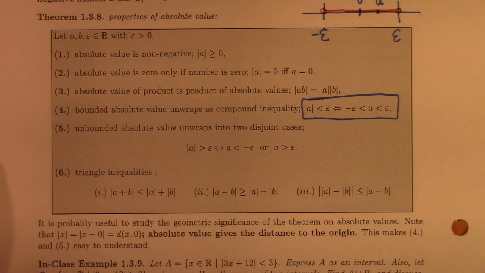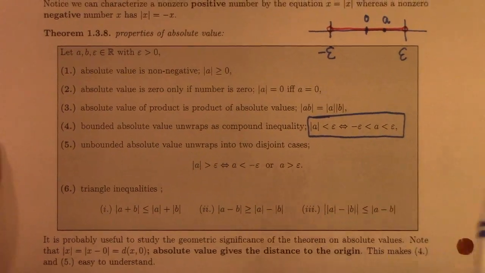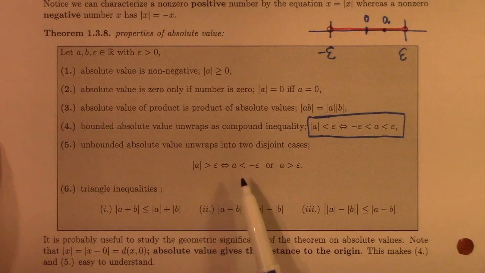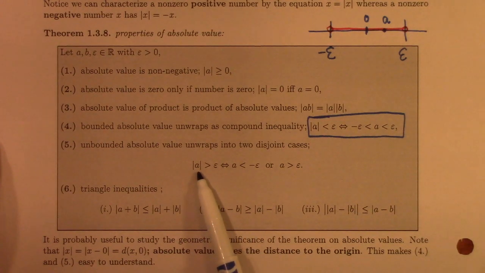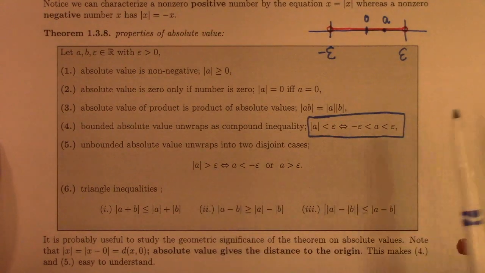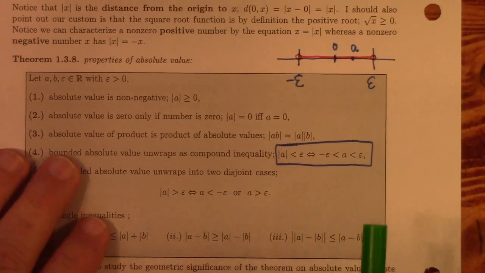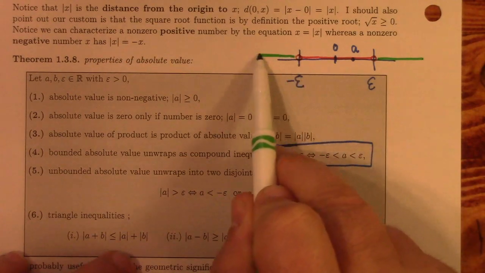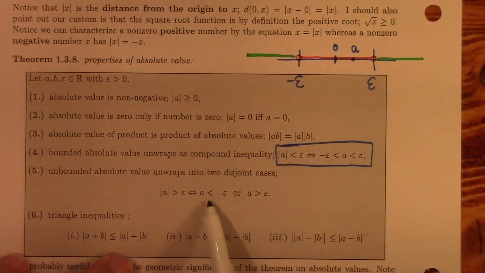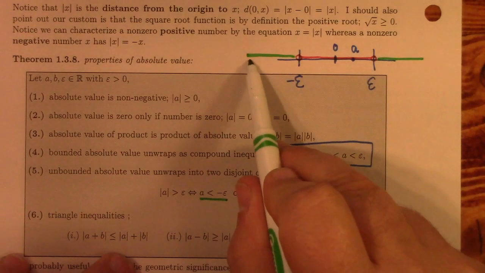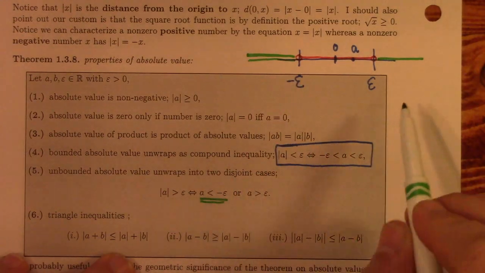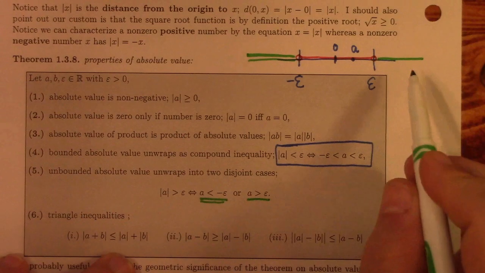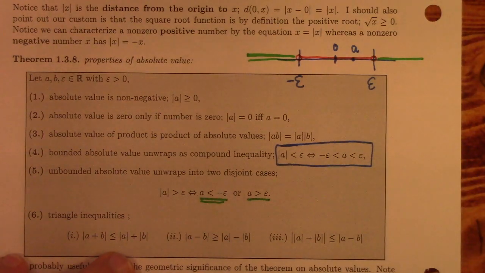Now, on the other hand, if you've got absolute value greater than, that would mean that the distance from the origin to a is larger than epsilon units. So in terms of my number line picture, you're over here or you're over there. So either a is less than minus epsilon, we do two lines there and some color coding, or you're greater than epsilon, like there. All right, so that also makes a lot of sense.